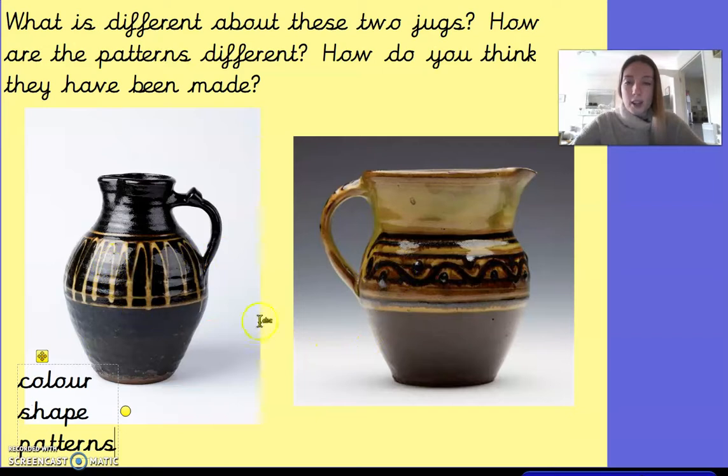Again, how do you think they would have created these different patterns? Do we think they would have used the same tools to create these different patterns? Or perhaps they used different tools? Maybe they used a paintbrush or the end of a paintbrush. Maybe they used their finger to do the dots here. So we're going to be finding out today about the different tools that you can use to add pattern and texture to your clay jugs.